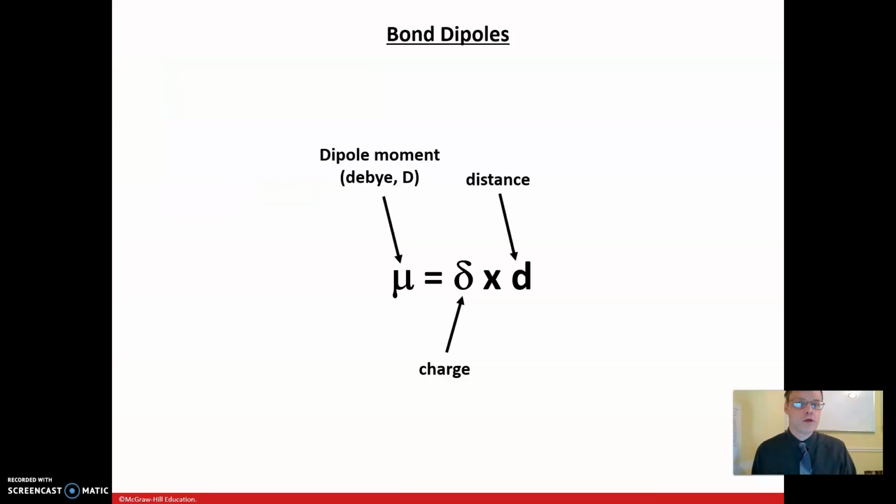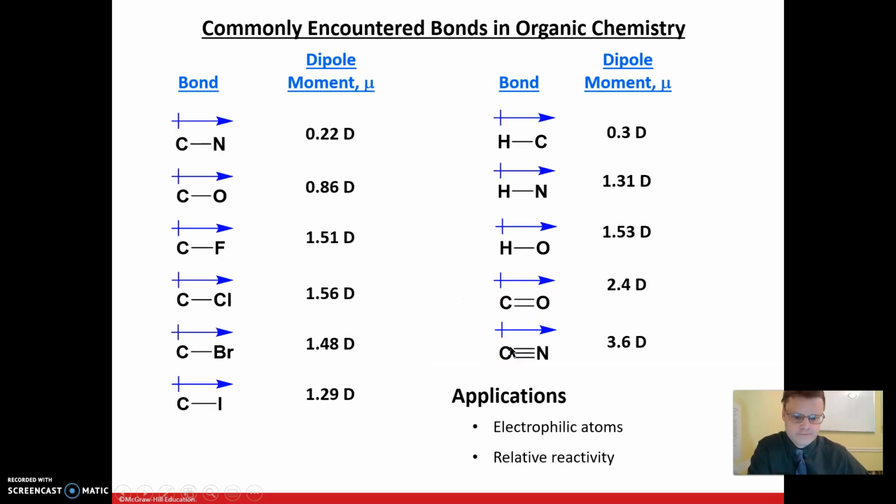Okay, so we can quantify or measure the strength of this dipole moment using what's called the dipole moment. This is the strength of the dipole. And that is equal to the difference in the charge between the two atoms and the distance between the two atoms.